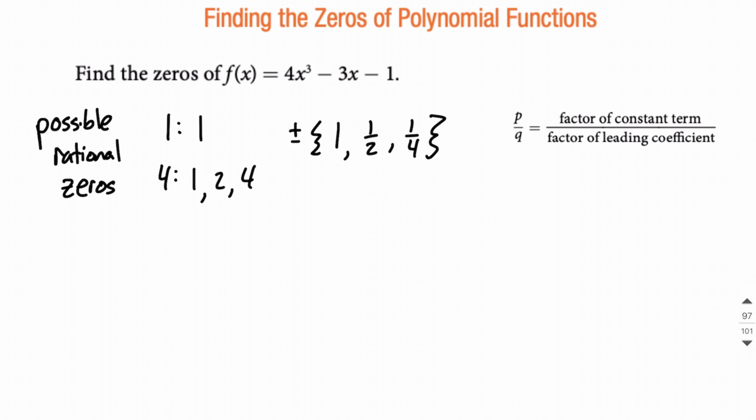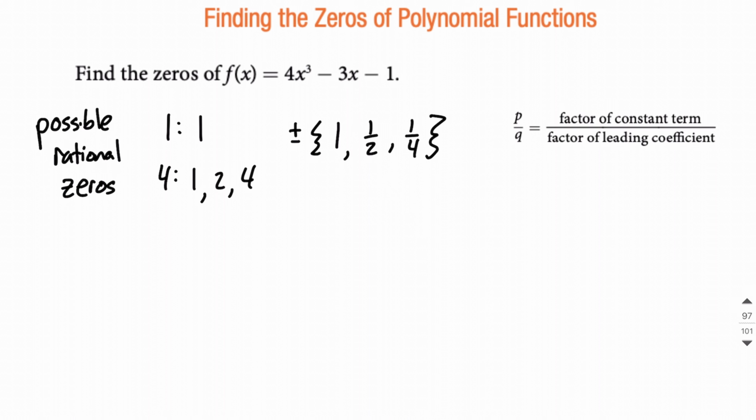So we have 4x cubed. We're missing an x squared, so I'm going to put 0 as a placeholder. We have -3 comes next, and -1 is our last value. All right, and for synthetic division, what we want to do is remember the process is multiply and then add and repeat this.